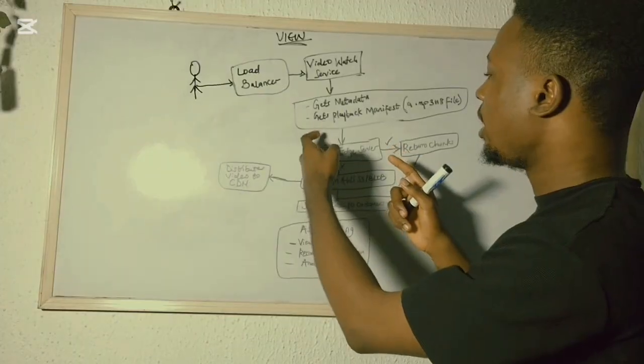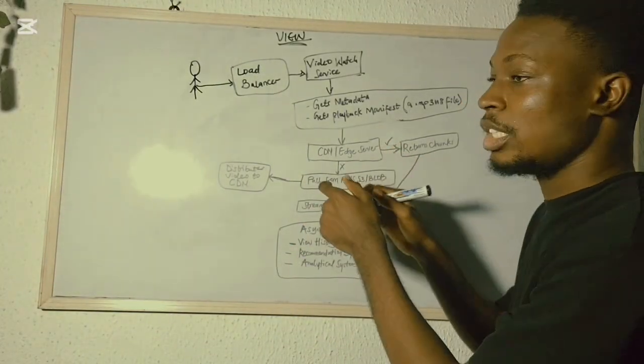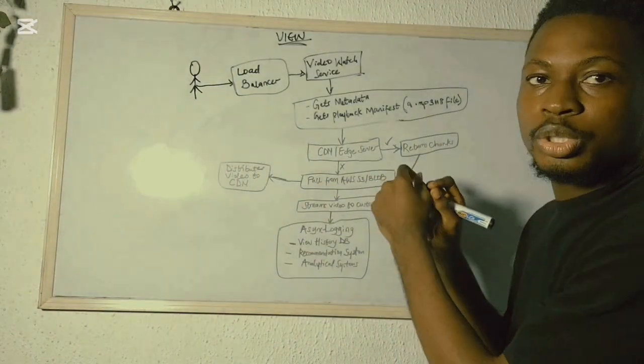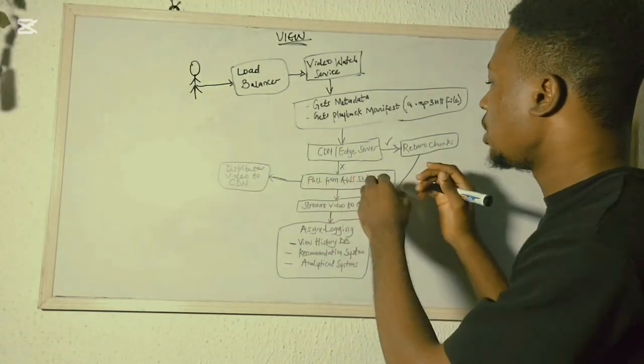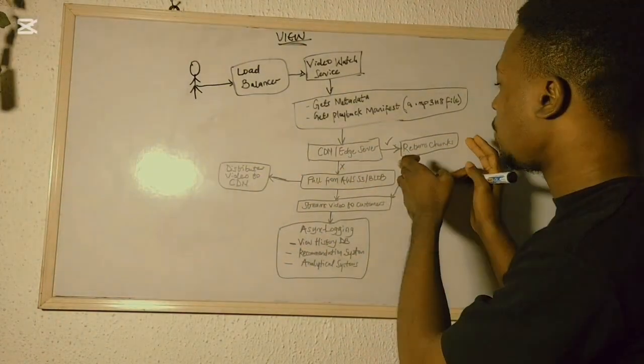So the request then goes to the CDN to check if the video is there. If the video is in a nearby CDN around you, it returns the video to you in chunks. So the more you watch, the more the buffering increases, the chunks increase. So it returns the video to you.